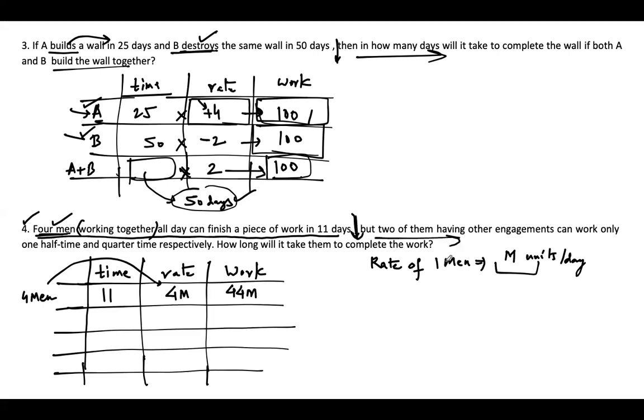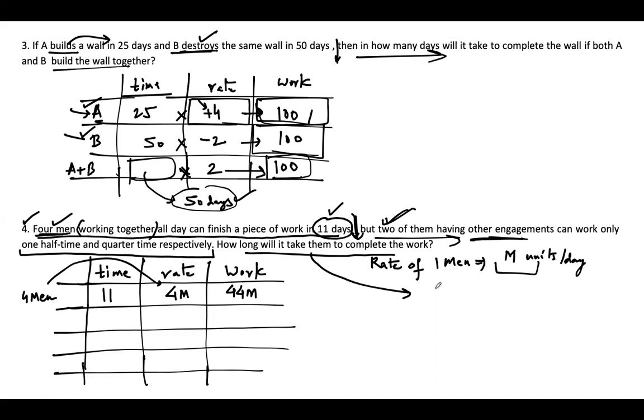Cool. But go on. But 2 of them having other engagements can work only 1/2 time and quarter time respectively. Now please tell me, since 2 of them are having other engagements, will they be able to finish the work in the same time? No, it will be more than that because the time is less, like 1/2 and 1/4. So it will be more than 11 days for sure. So my question is, do we know the time in which they are completing the work? How long will they take to complete the work? Do we know this time right now?